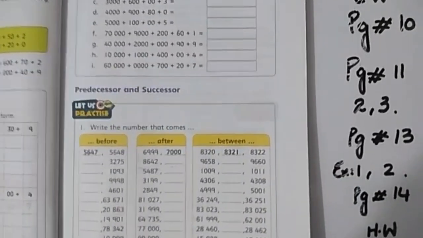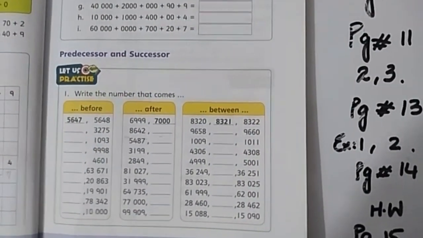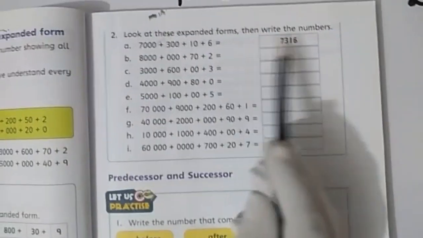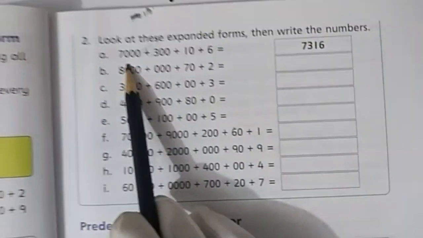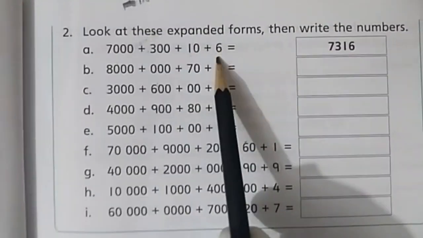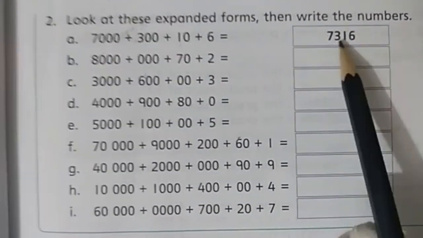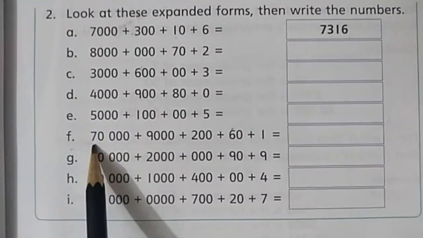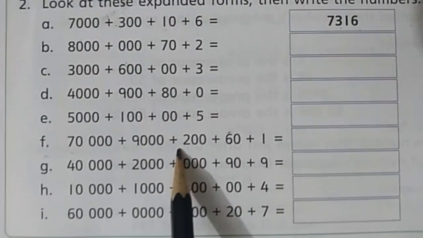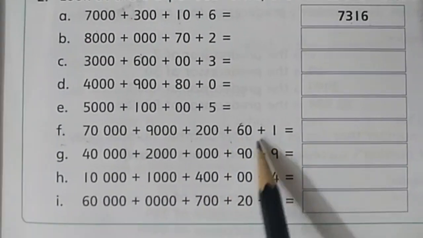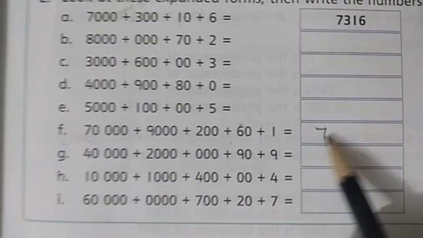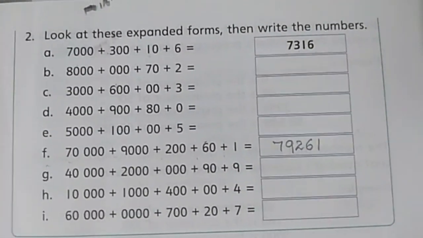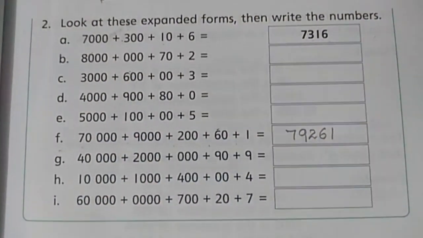Now students, page number 15. It is for your homework, but I will explain it for you. Look at the expanded forms, then write the number. 7,000 plus 300 plus 10 plus 6. How do we write it? 7,316. Look at part F. It is 70,000 plus 9,000 plus 200 plus 60 plus 1. How do we write it? 79,261. In this way, complete exercise 2.